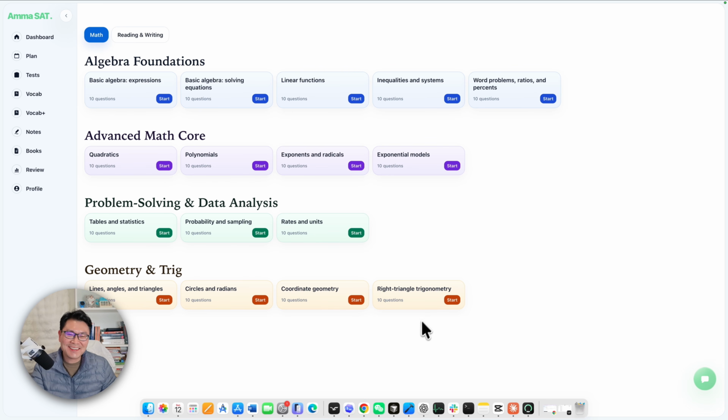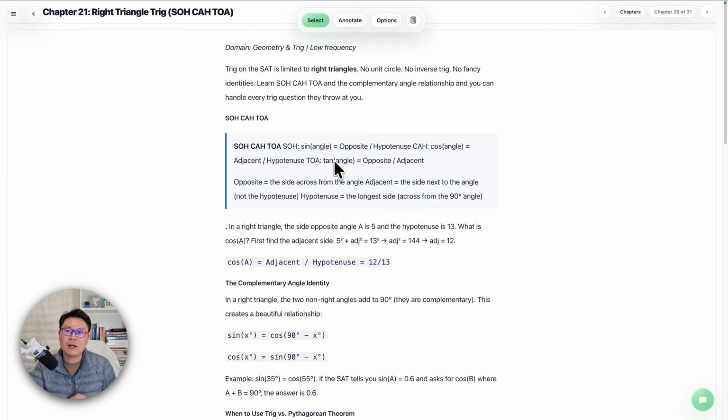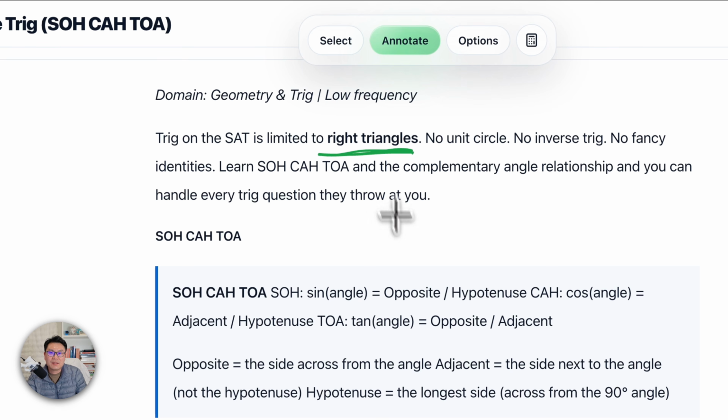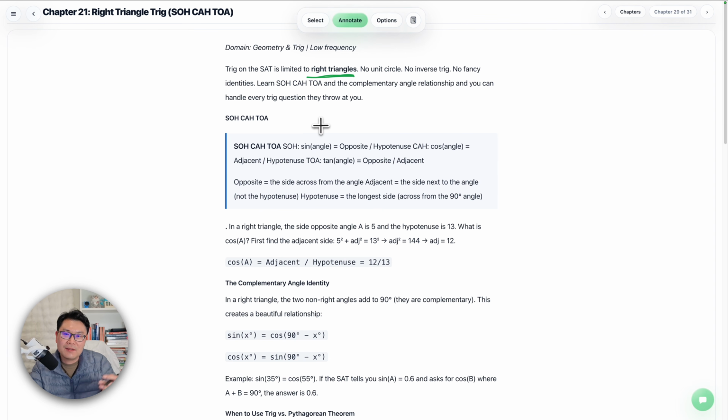Hooray. Alright, so let's take a look at right triangle trigonometry. Let's just take a glance at the textbook. Trig on the SAT is limited to right triangles, so take a look at that. And then basically it tests sine, cosine, and tan or cotangent. So these are different things. We're going to take a look at the right triangle.